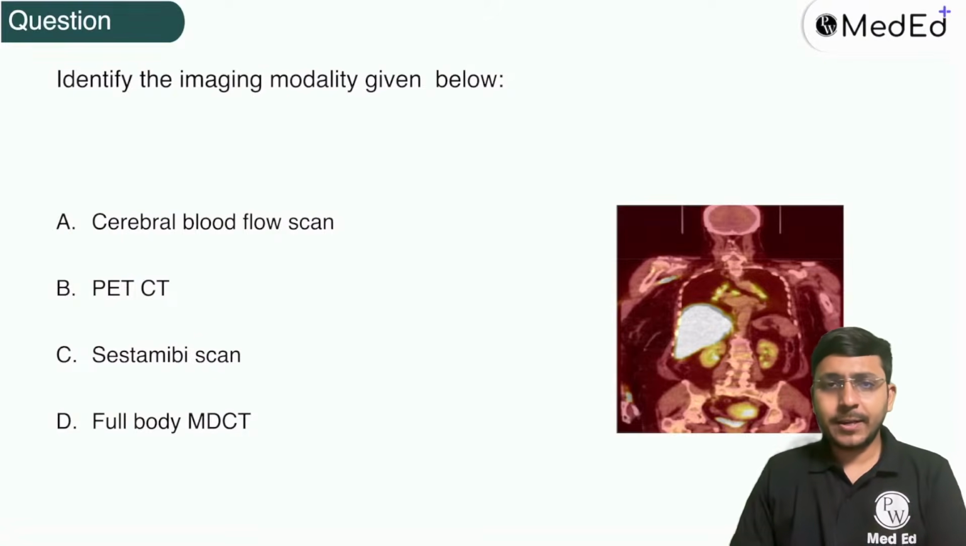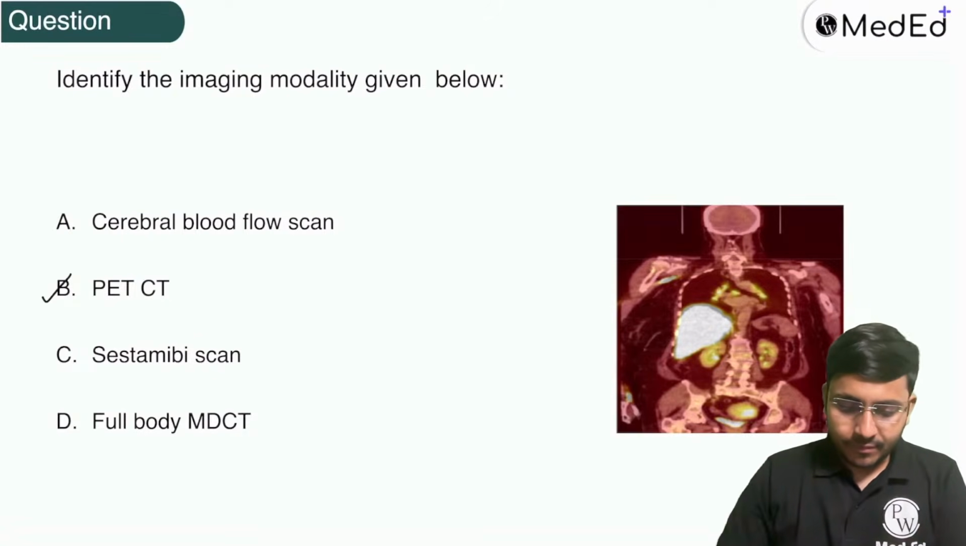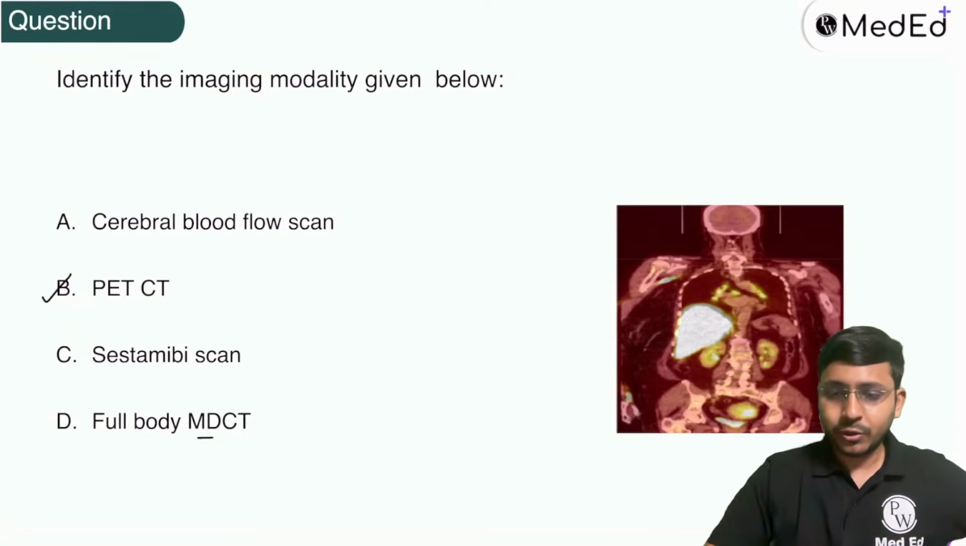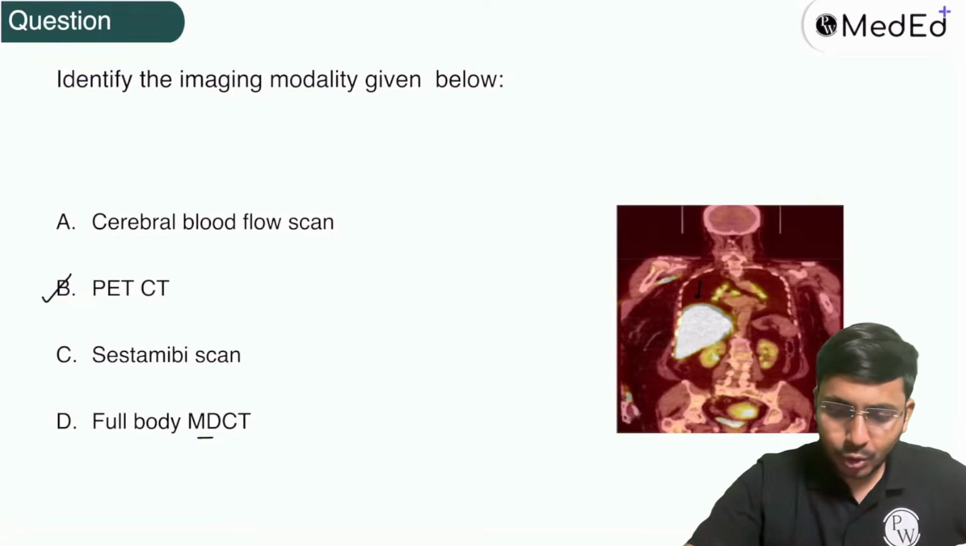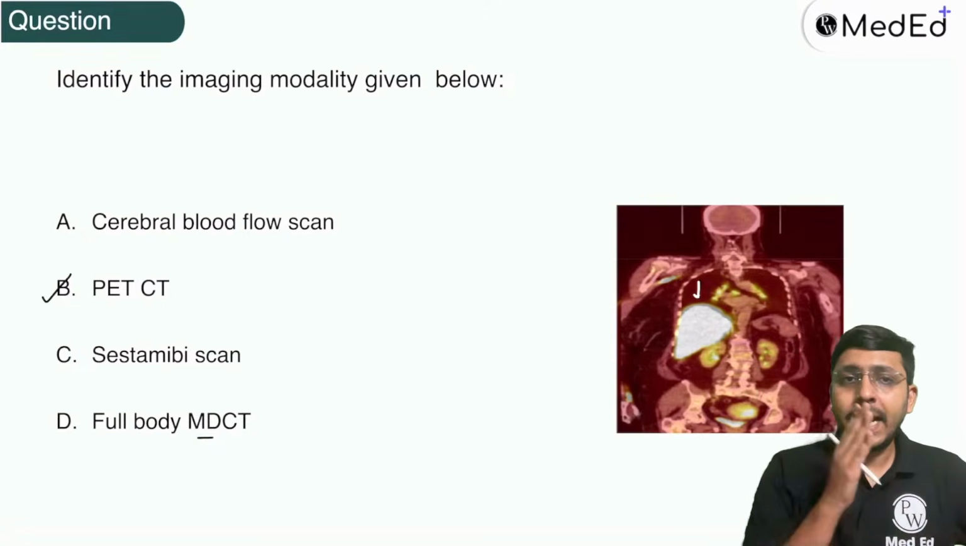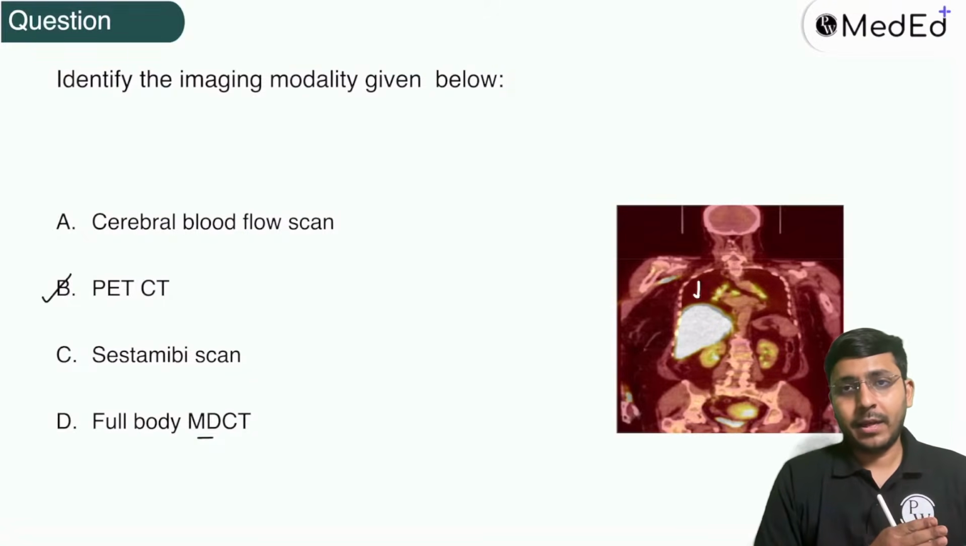Okay, so easy question. It is PET, PET CT. And why have you not marked full body multi-detector CT? Because you are seeing some uptake. Although you are seeing color, you are seeing bones and uptake, right? So it's both an anatomical and a functional imaging.